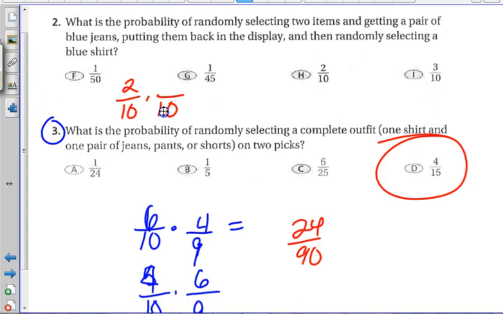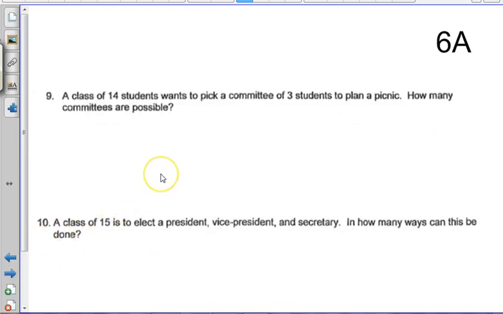Was there only 1 blue shirt? So I got 2 out of 100 or 1 out of 50? Okay, this was with replacement, this was without. And there's not one like number 3 on the quiz necessarily, where it's two totally separate things. There is a without replacement question, but it's clearer than that.